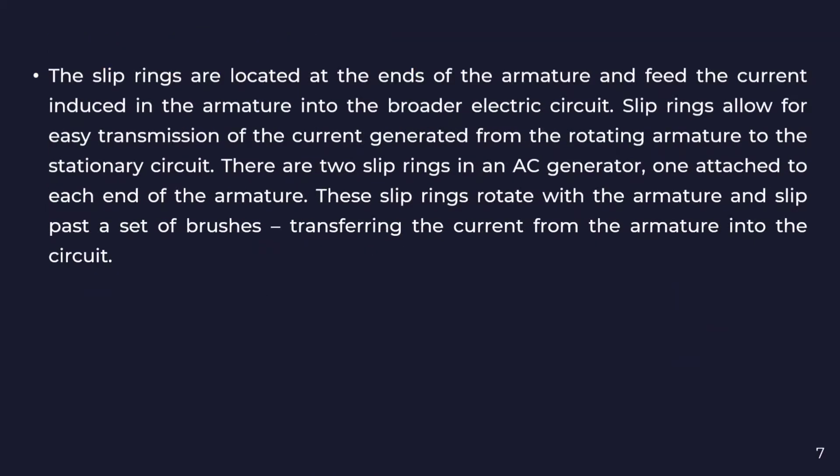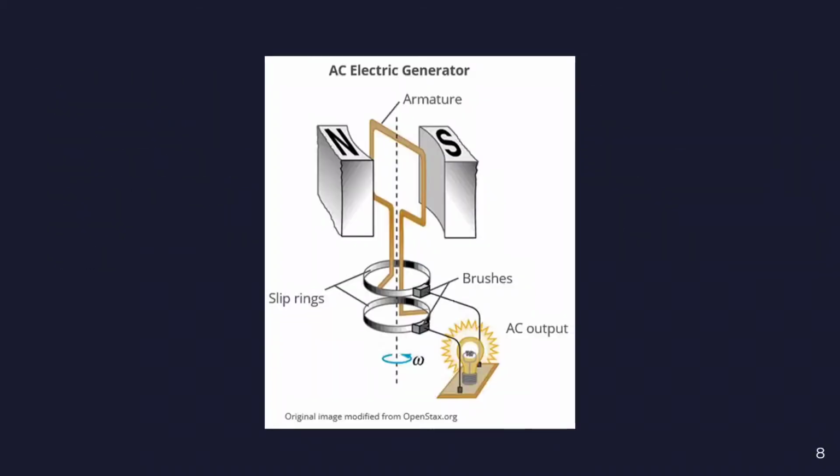The slip rings are located at the ends of the armature and feed current induced in the armature into the broader electric circuit. Slip rings allow for the easy transmission of the current generated from the rotating armature to the stationary circuit. There are two slip rings in an AC generator, and one is attached to each end of the armature. These slip rings rotate with the armature and slip past a set of brushes, transferring the current from the armature into the circuit. This figure shows the AC electric generator.